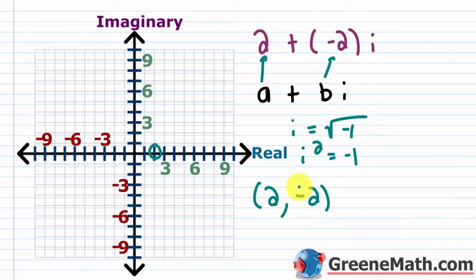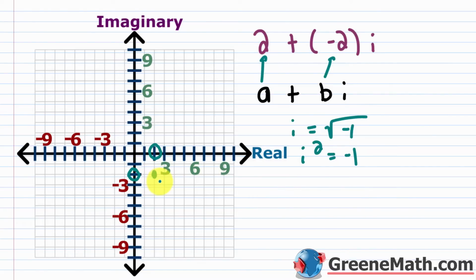Then my imaginary part is given right here. Again, that's the b, the number that's multiplying this imaginary unit. In this case, that's negative 2. So from the origin, let me just go down 2 units. So that's that part right there. It's just the meeting point between those two. So from the origin, I could go 2 units to the right and then 2 units down, or from the origin I could go 2 units down and then 2 units to the right. Either way, I would be at that point.